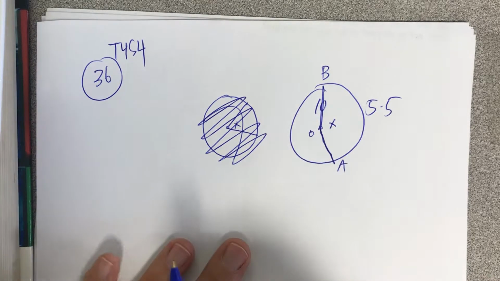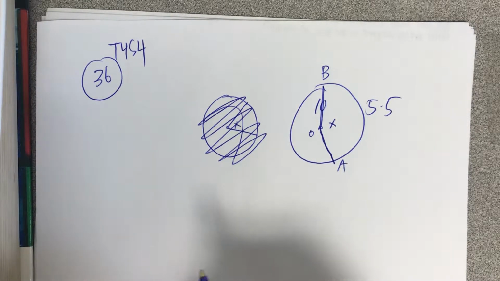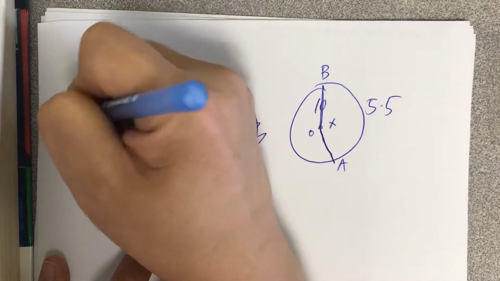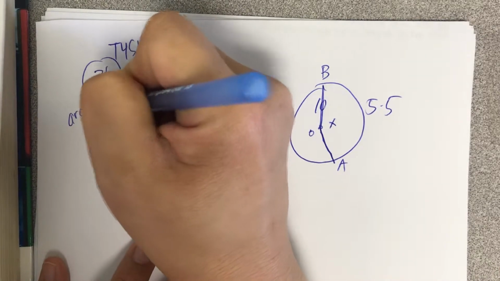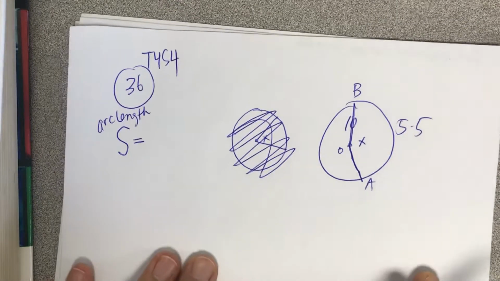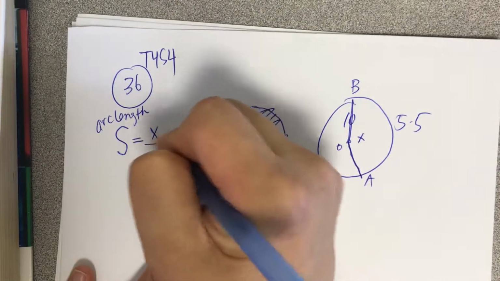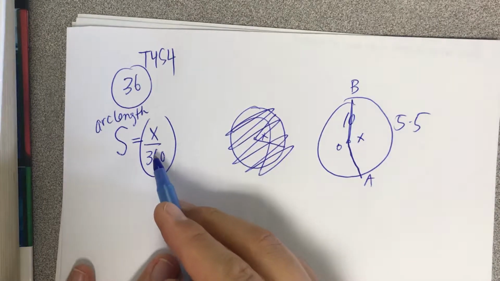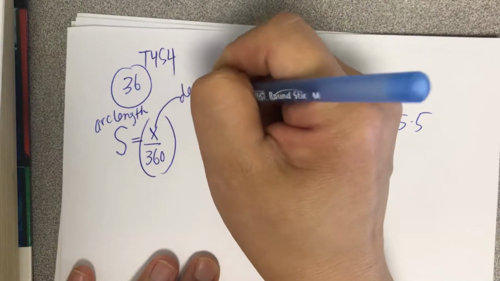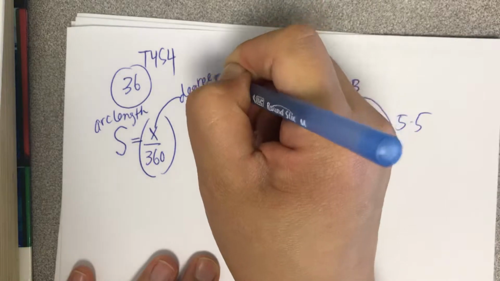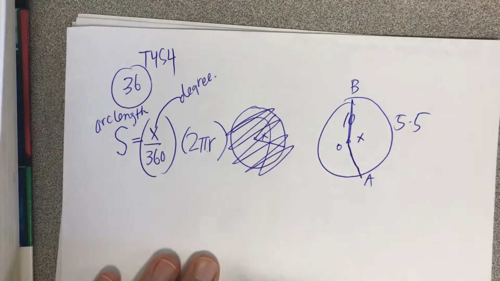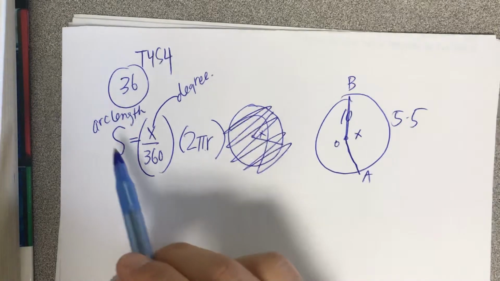Okay, so there is a formula for this that Mr. Hill gave us, and it is S, which equals the arc length. Some of you who are in pre-calc may have already learned this. S equals X over 360, which is the degrees, and we're solving for that, times 2 pi r, and we know what the r is, okay? So let's fill in.